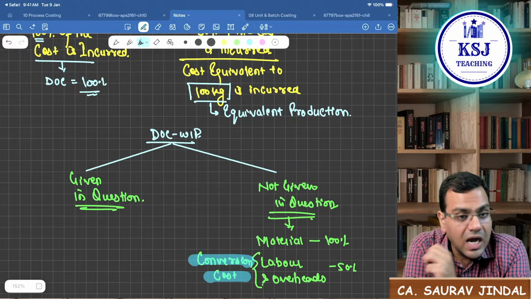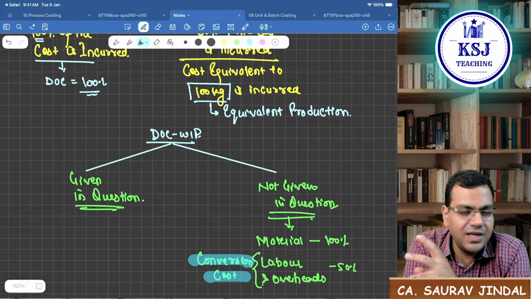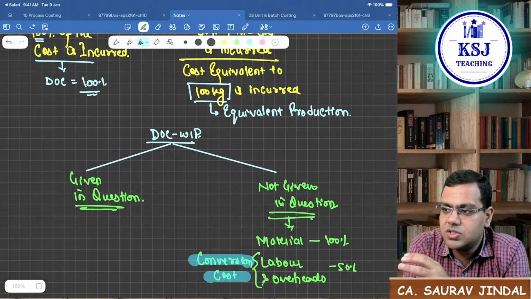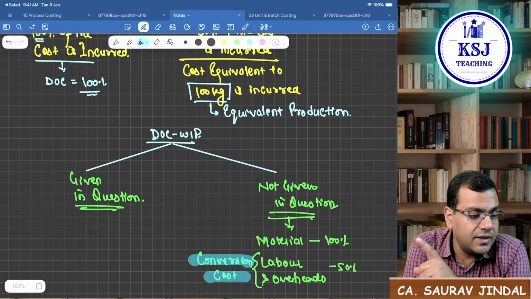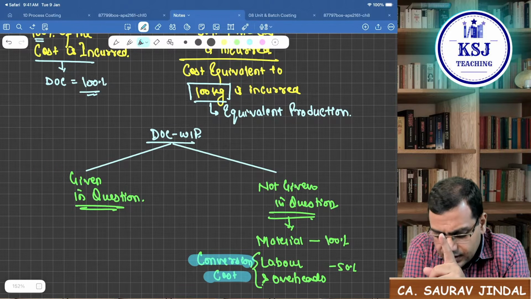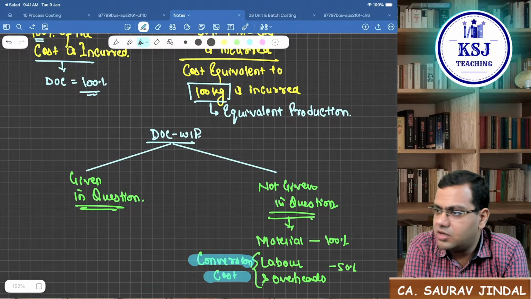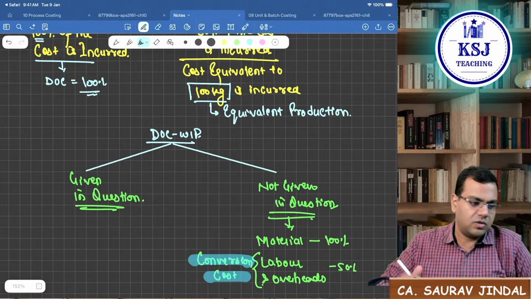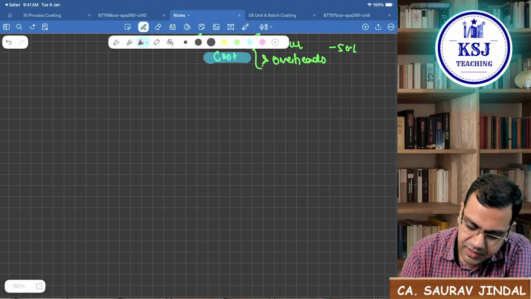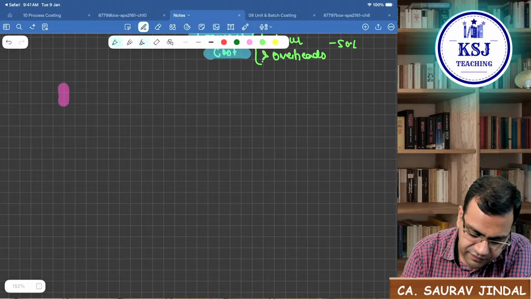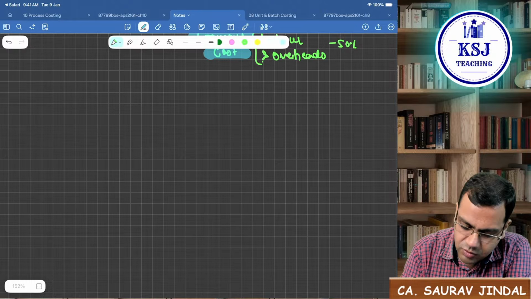Right? Now I'll tell you how to prepare the statement of equivalent production. I'll take an example where I will take everything. I'll take the normal loss also. I will take abnormal loss also. I will take closing WIP also. Right? Now, degree of completion for abnormal loss I'll discuss later on when I come to abnormal, or I'll write here. Okay, right here. Now, coming to degree of completion.